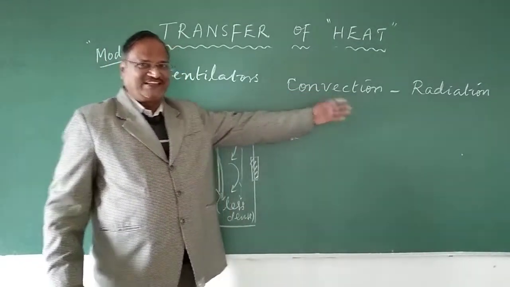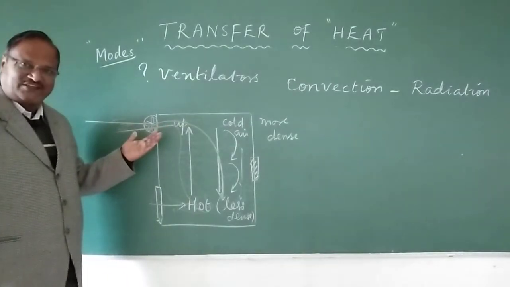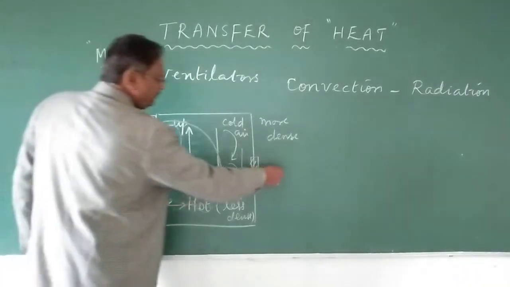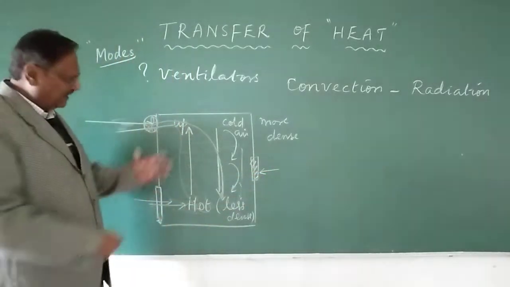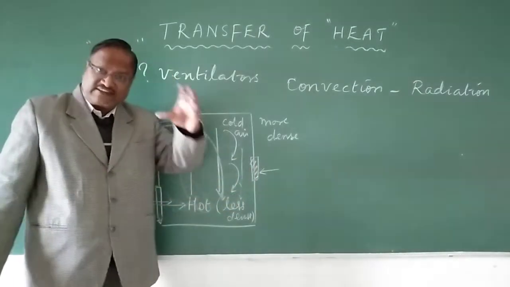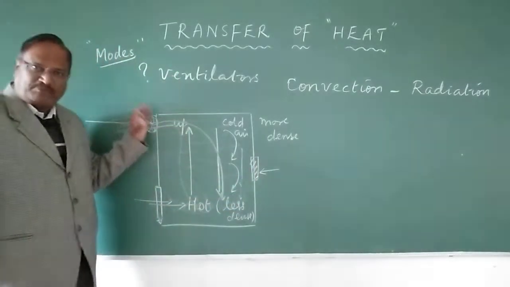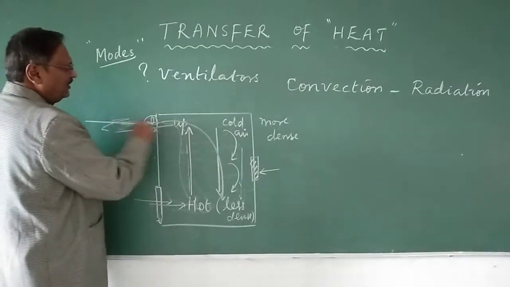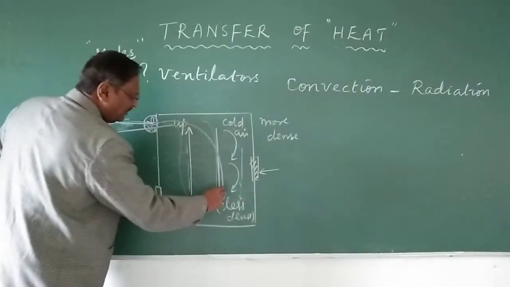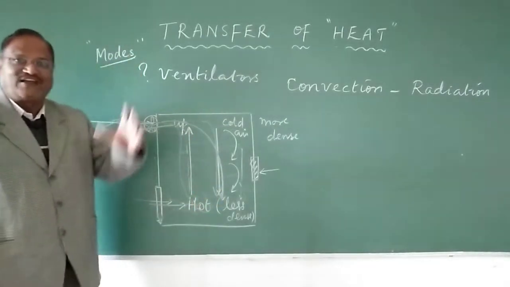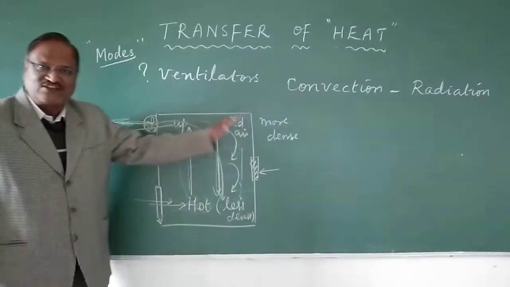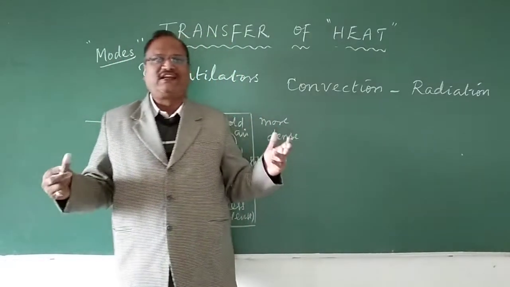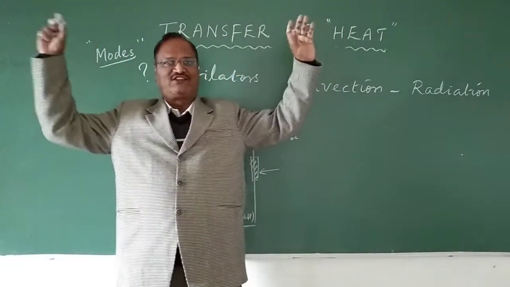So what is happening? In the case of a ventilator which you have kept here, cold air can come from anywhere, even from inside. Hot air and cold air can come mixed up from anywhere. But by placing the ventilator up, it will take up the hot air and it will go out, and the cold air will come down, so that you will have comfortable heat inside the room. If not, the room will become very hot. That is why you need to have ventilators in the houses.